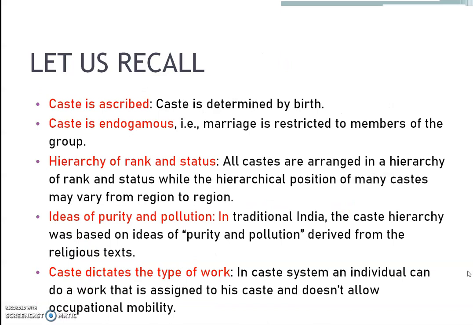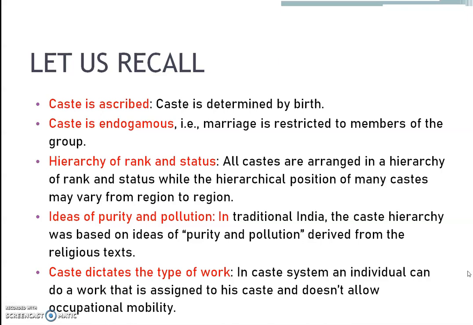Now let us quickly recall the various features of caste. As I already told you, caste is ascribed, got by birth, and cannot be achieved. Next, caste is endogamous, which means strict rules of marriage. If you are a Brahmin, you will have to get married to a Brahmin. If you are born into a Shudra family, you have to get married to a Shudra. The marriage rules are very strictly restricted to the members of a particular caste group.